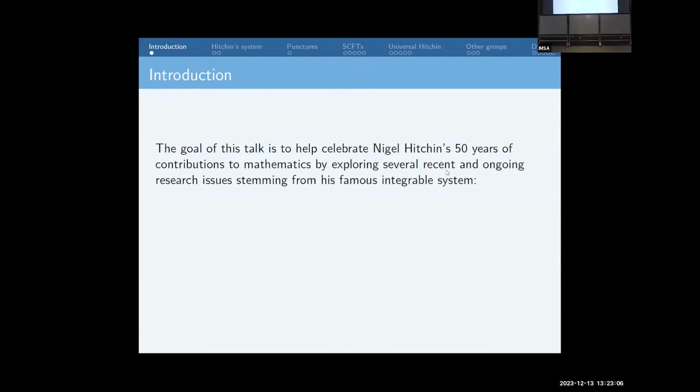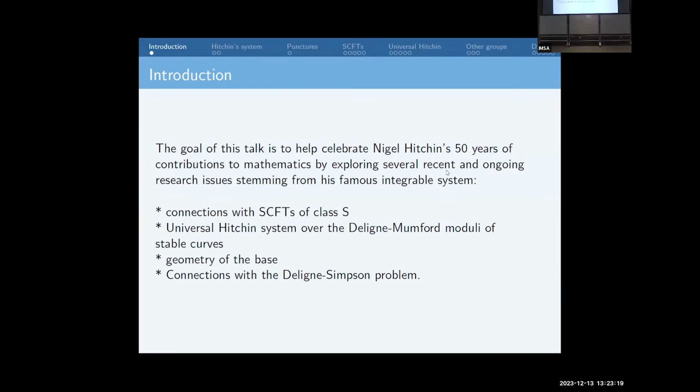So the goal of the talk is to help celebrate Nigel's 50 years of contributions. I'll try to do it by exploring several recent and ongoing research issues stemming from his famous integrable system. Namely, I want to talk about connections with superconformal field theories of class S. I want to talk about a universal Hitchin system over the Deligne-Mumford moduli space. I want to discuss a little bit the geometry of the base. And just for fun, talk about connections with the Deligne-Simpson problem.